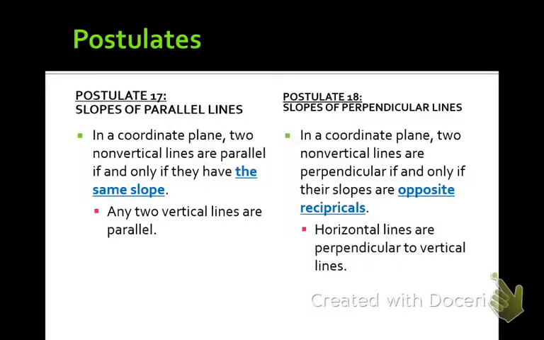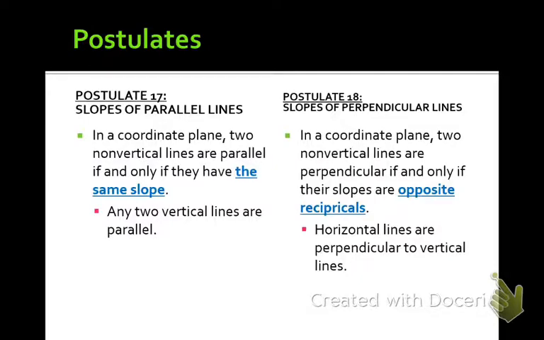Horizontal lines and vertical lines are perpendicular as well. We can't say that their slopes are opposite reciprocals because the slope of a vertical line is undefined. So you just have to know that horizontal and vertical lines are perpendicular.